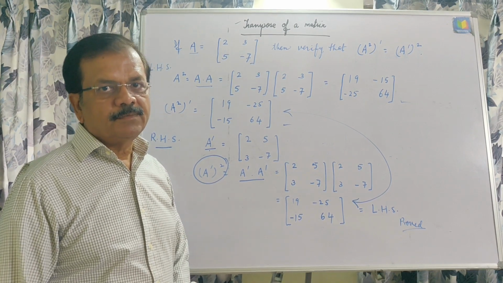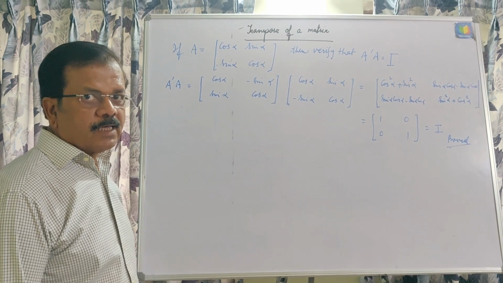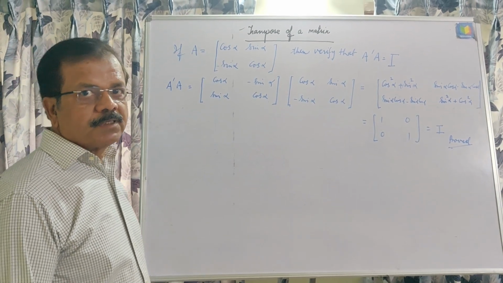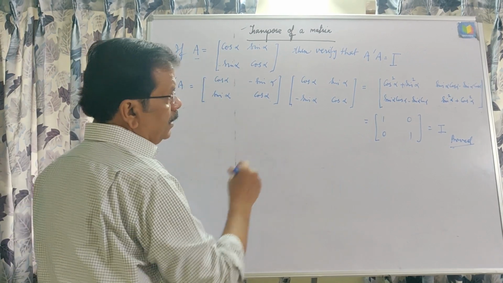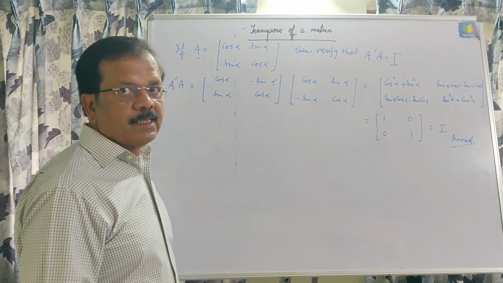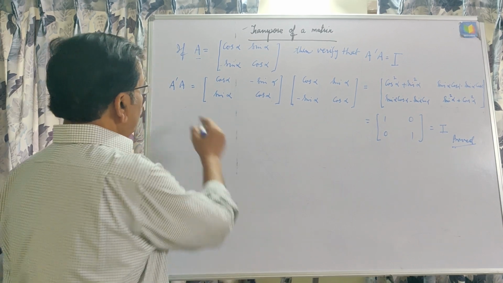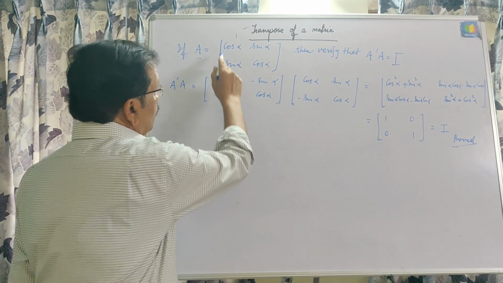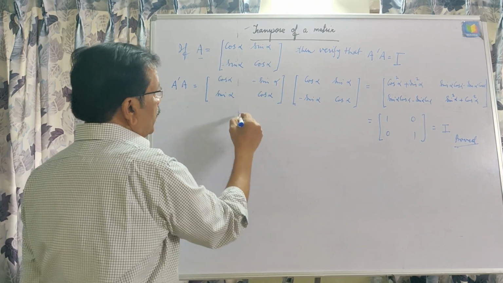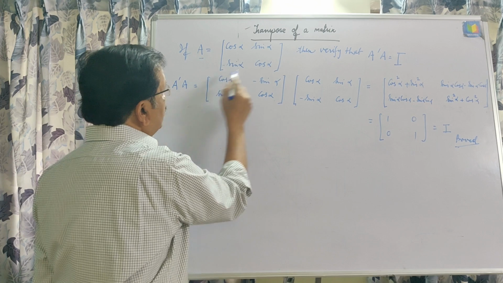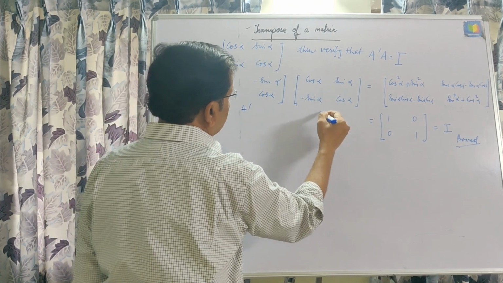Now next question. This is the last question from this topic, transpose of a matrix. That is, if we are given any matrix A, then verify that A dash A is equal to I. A dash means transpose of A, means first row as first column, second row as second column. We can write this as A dash, and A as it is we will write here.